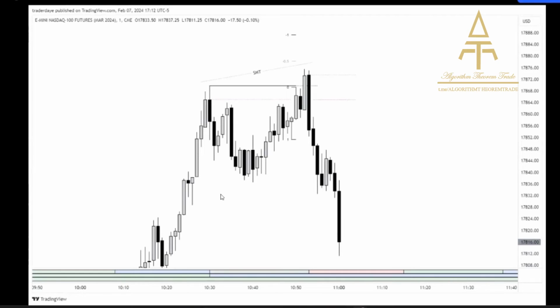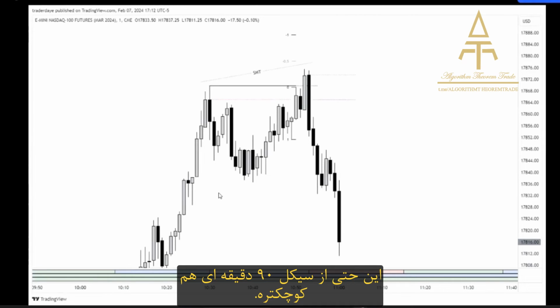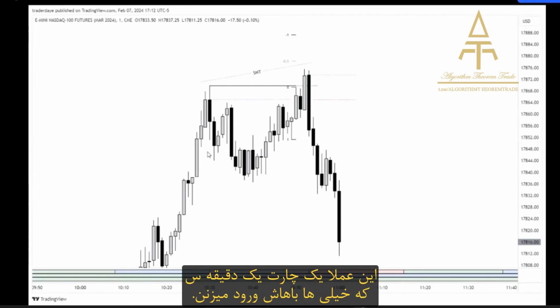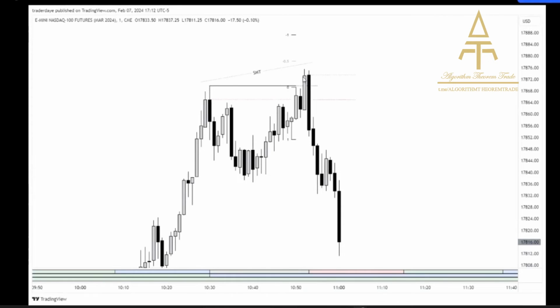This is a microcycle, right? This is not a 90-minute cycle. This is smaller than that. This is the 1-minute chart. This is the trade that I executed today, right? Literally on this candle right here, on this close right here. My stop was here, right?